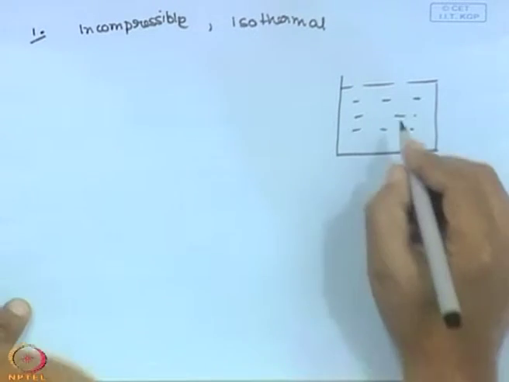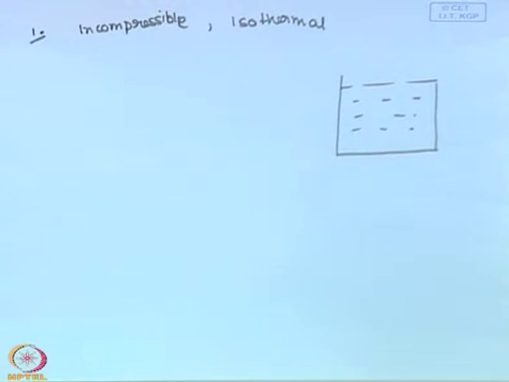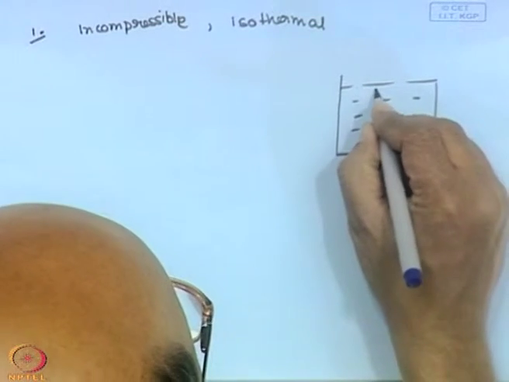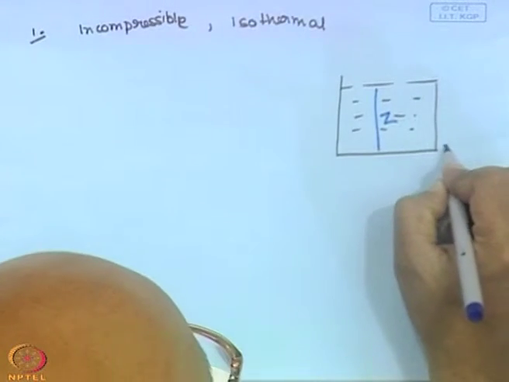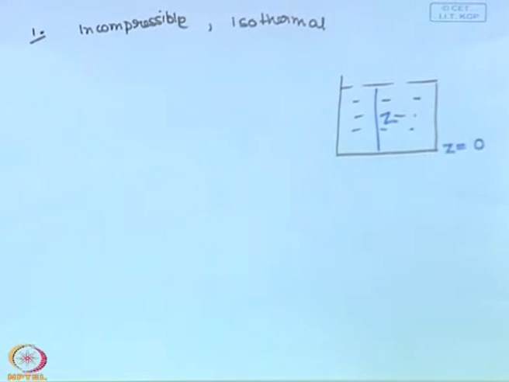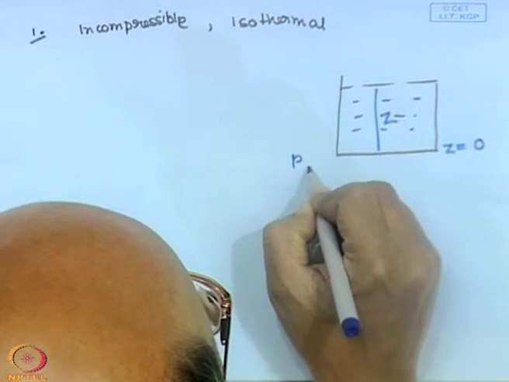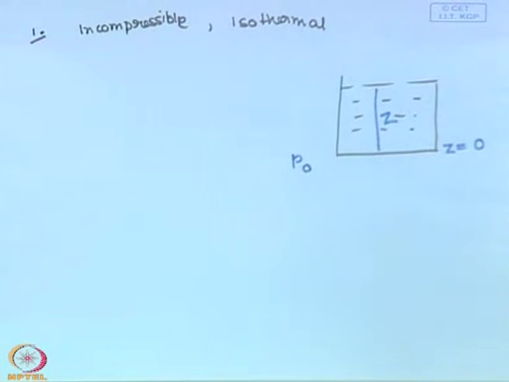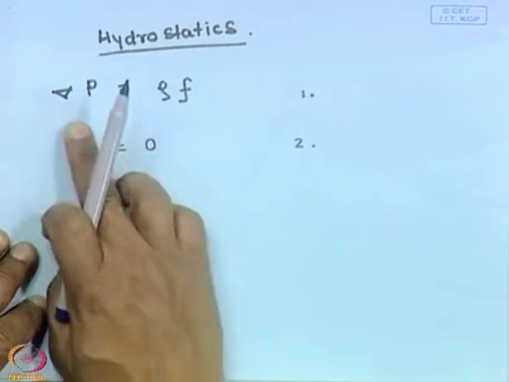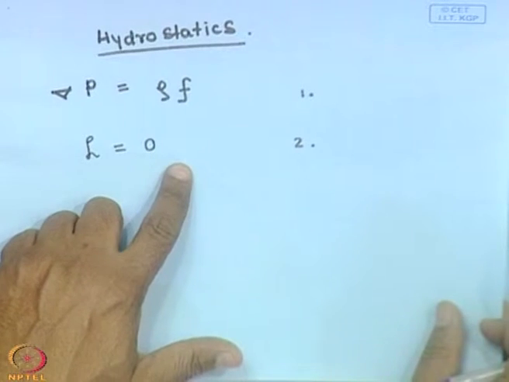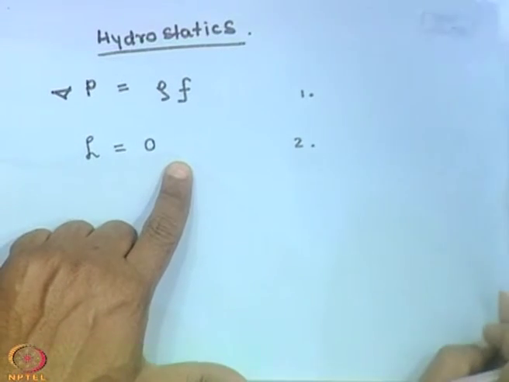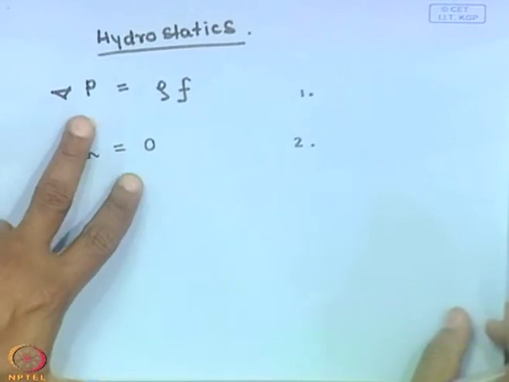And let us choose the z direction upwards, let us call this the z direction, and this is z equal to 0, and the pressure here let us say is P naught. Okay. So, we have this equation. Now, since the temperature is the same throughout, there will be no heat loss from one part of the fluid to another. So, we need not bother about this. Let us look at this equation.